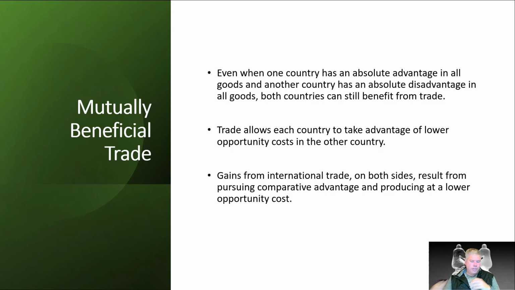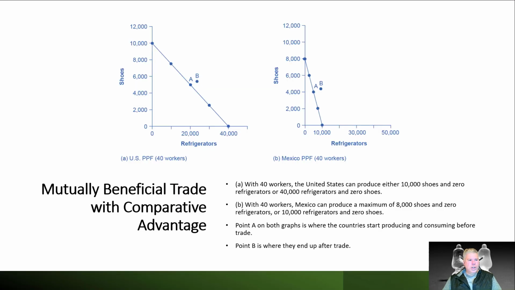So what's the trade-off? How many shoes do you need to trade off here to go from here to here, for instance? Well, they go from 20,000 refrigerators to 30,000 refrigerators in the United States. You're trading off about 2,000 shoes. You're going from 5,000 down to 3,000.